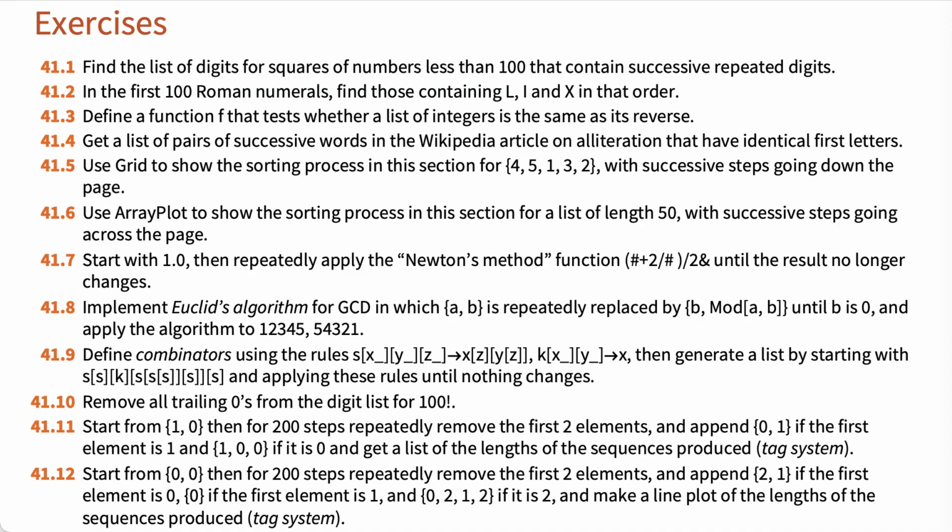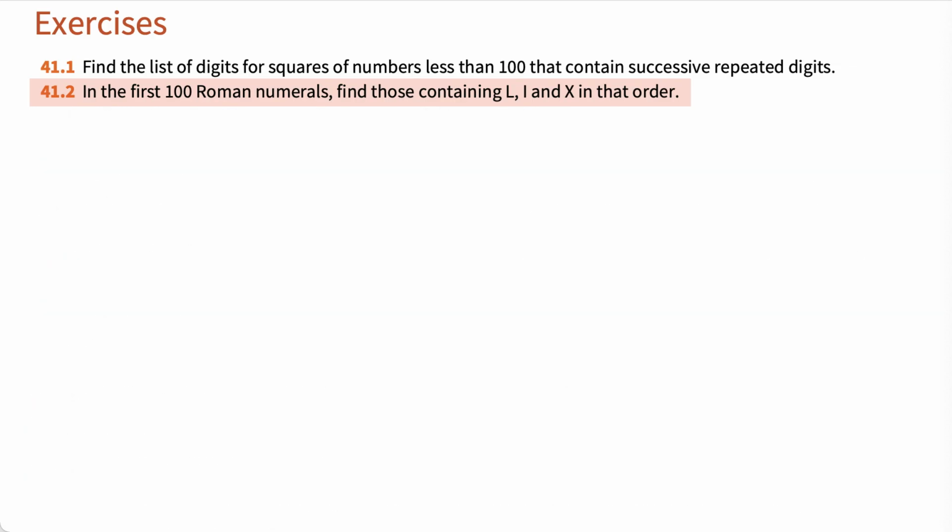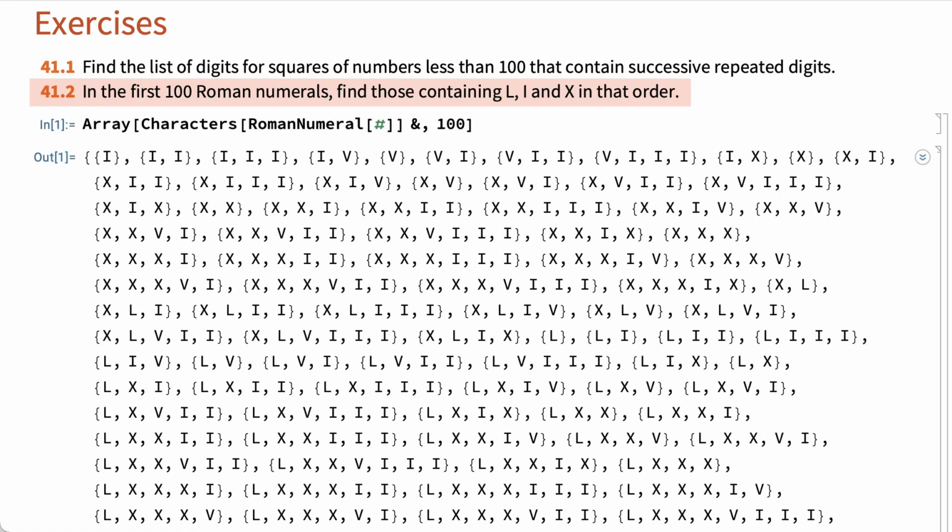Here are the exercises from the end of this section. These exercises explore some interesting applications, and some of them are perhaps a little more challenging than other exercises in this book. As a relatively simple example, consider exercise 41.2. In the first 100 Roman numerals, find those containing L, I, and X in that order. To get started, this uses Array and Characters to get a list of lists of characters in Roman numerals up to 100.